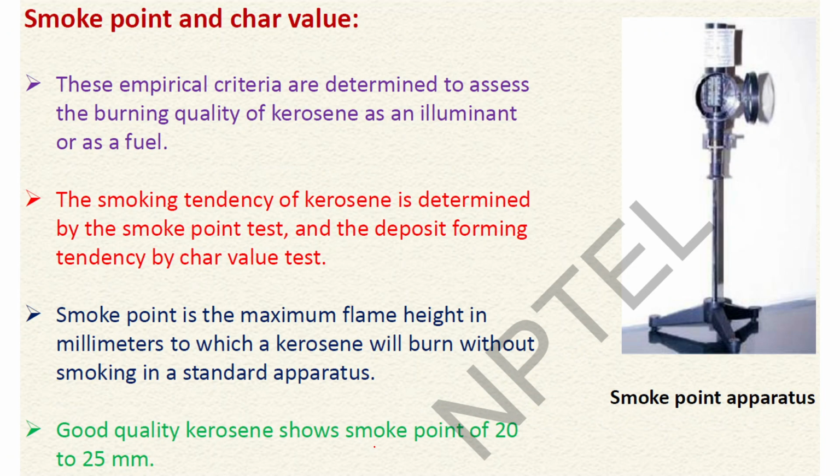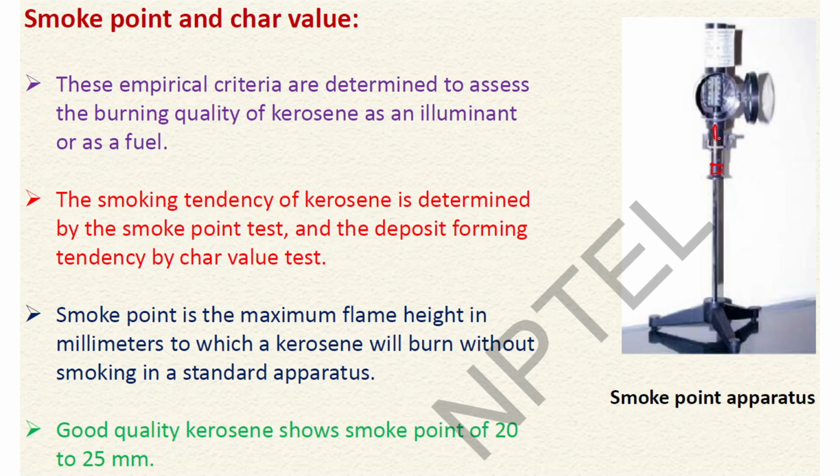Okay. Coming on to the next property, which is the smoke point and char value. These are empirical criteria determined to assess the burning quality of kerosene. This is a property of kerosene oil as an illuminant or a fuel. Okay, so the smoke tendency. This is the smoke point apparatus. Here we take the kerosene sample, and here a standard wick is there.